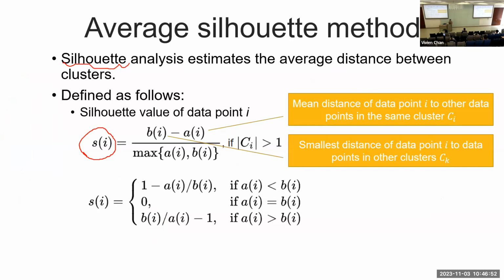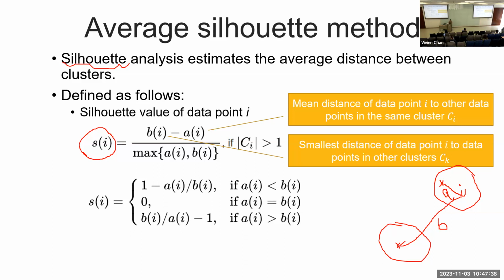Say for example, you've got a cluster here, and I is a data point. So you've got a data point I here. Say there is another data point within the same cluster. The distance between I and any data point within the same cluster is A. Then you have another cluster here with another data point. The distance between I and another data point in another cluster is B.